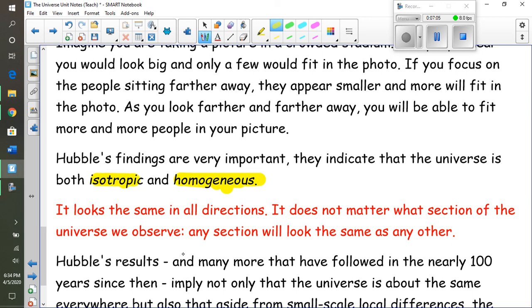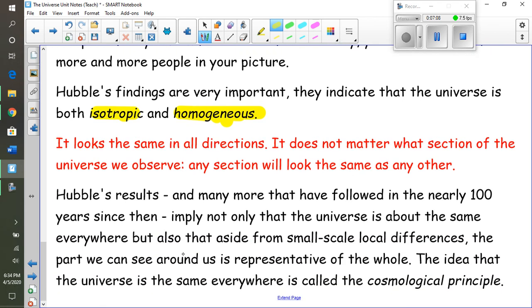Hubble's results, and many more that followed since then in nearly 100 years of astronomy, imply not only that the universe is about the same everywhere, but also that aside from small-scale local differences, the part we can see around us is representative of the whole. That's what we call the cosmological principle. By studying one bit of the universe, we can scale that up and say it must be true everywhere. By studying one part, we're really studying the whole.